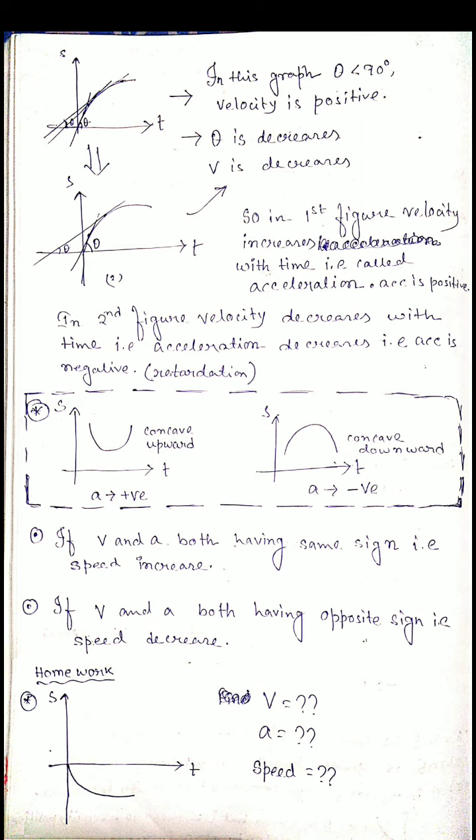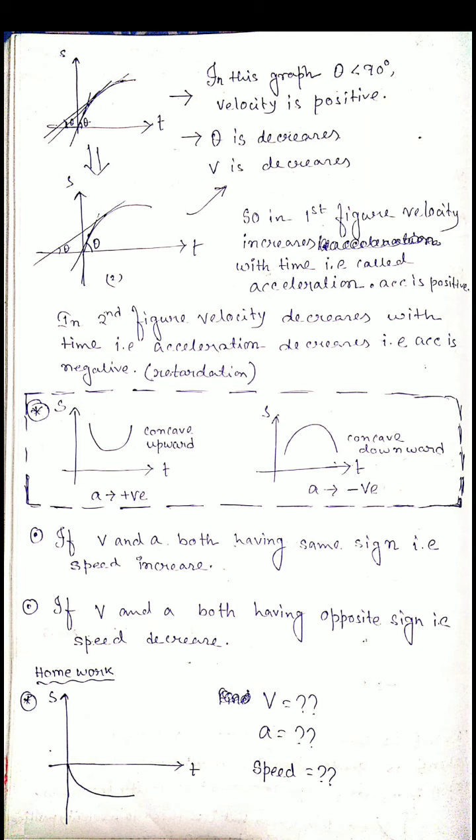But if velocity and acceleration both have opposite signs, speed decreases. Both having the same sign, plus or minus, but both the same sign, then speed increases. If opposite sign, speed decreases.